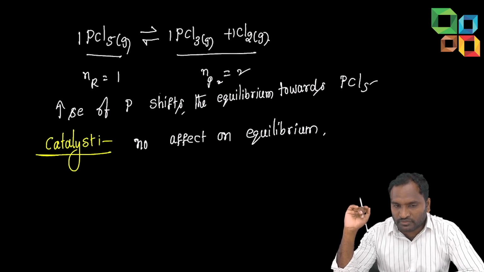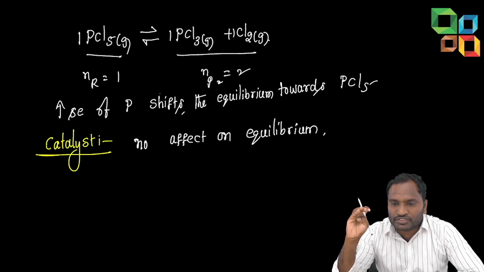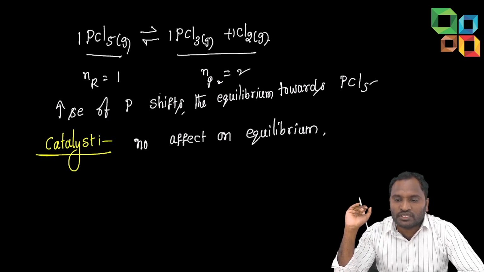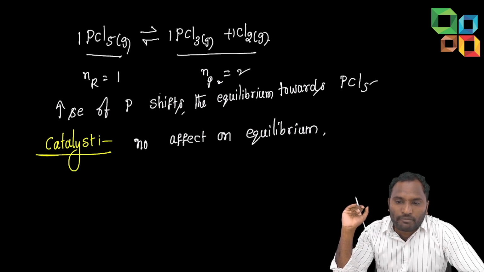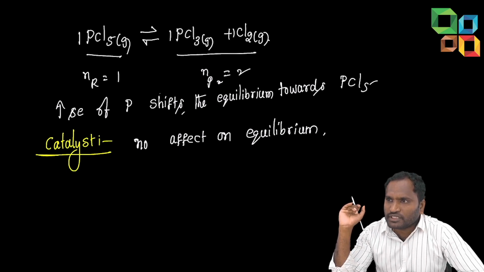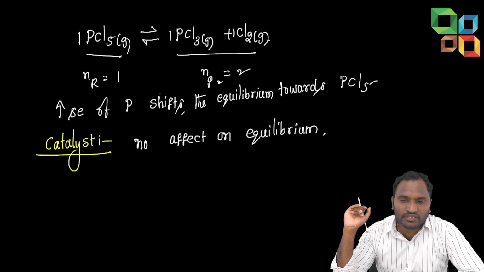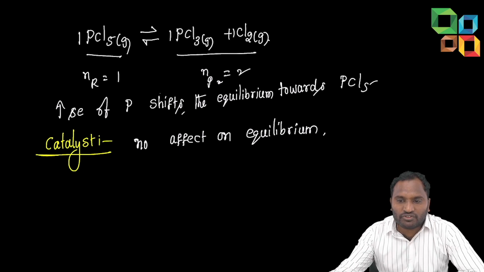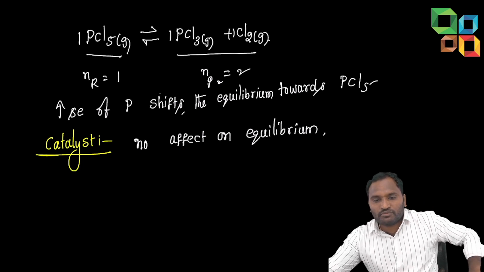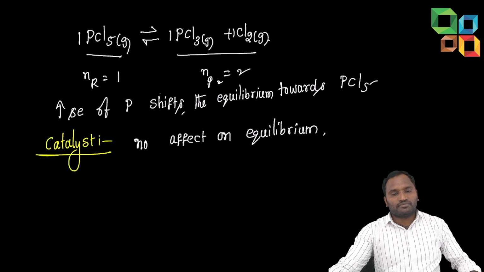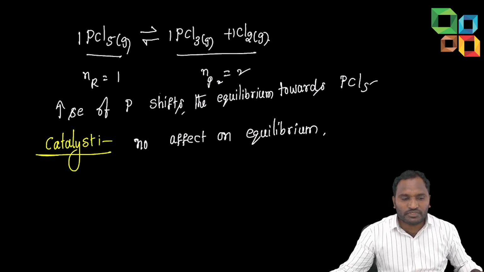I'll give some examples. If number of moles of reactants and products are both equal, then equilibrium is not affected by pressure. Pressure does not affect the equilibrium. Any doubts in this? And there is no effect of catalyst on equilibrium. It increases both forward and backward reactions at equal speeds.